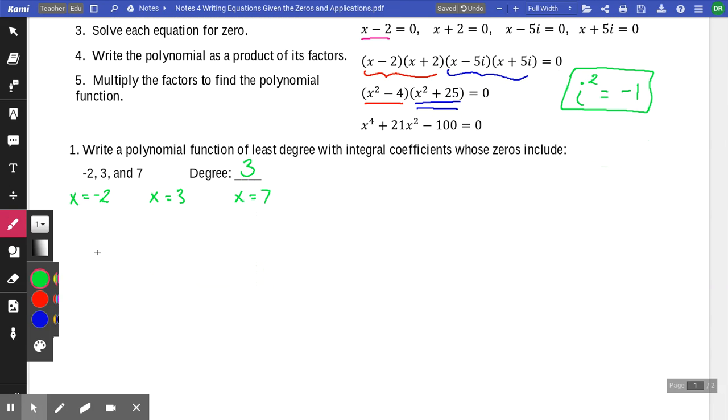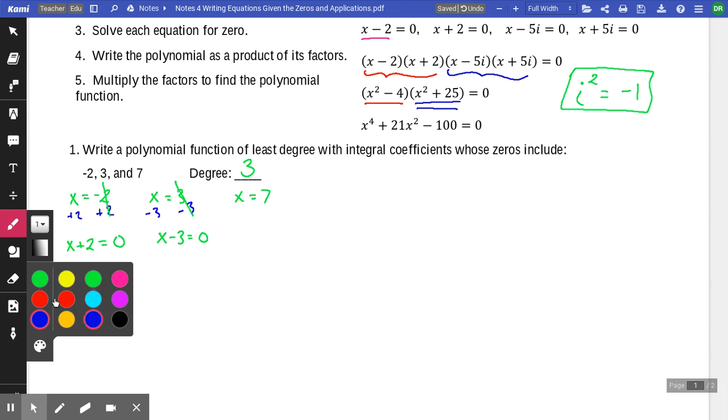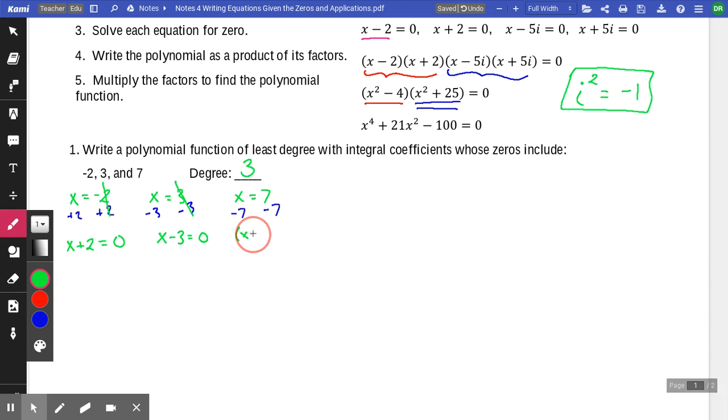Solve each equation for 0. In other words, make each of these equal 0. Very easy step. To cancel this -2, we would add 2 on both sides, and we'll get x plus 2 equals 0. On the next equation, we subtract 3 and subtract 3. So then we get x minus 3 equals 0 because those 3's canceled. And then the last scenario, we subtract 7, and we get x minus 7.